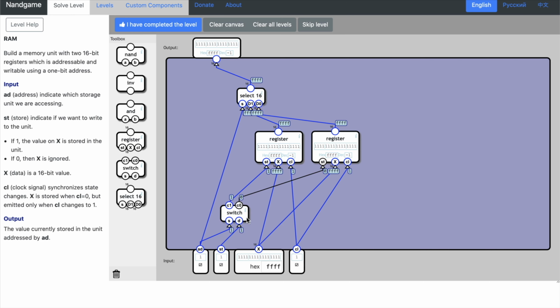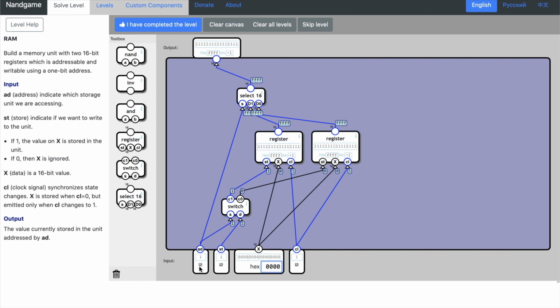Did I make a mistake here? I must have made a mistake here. I feel like I have something wired up that shouldn't be wired up. What's going on here? Right? Store 0. Let's try this one more time.